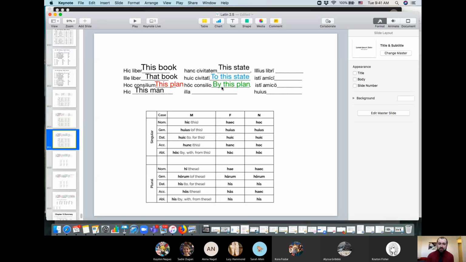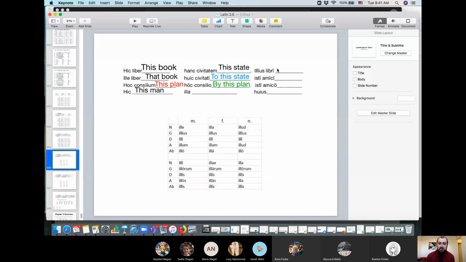So, yep, that's ablative. Illa all by itself would be that woman, right? Because we would just assume the gender and we would add woman at that point. There's my illa. Illius, libri, those are both genitives, so it'd be of that book. What is this one? I had trouble. It's nominative plural.